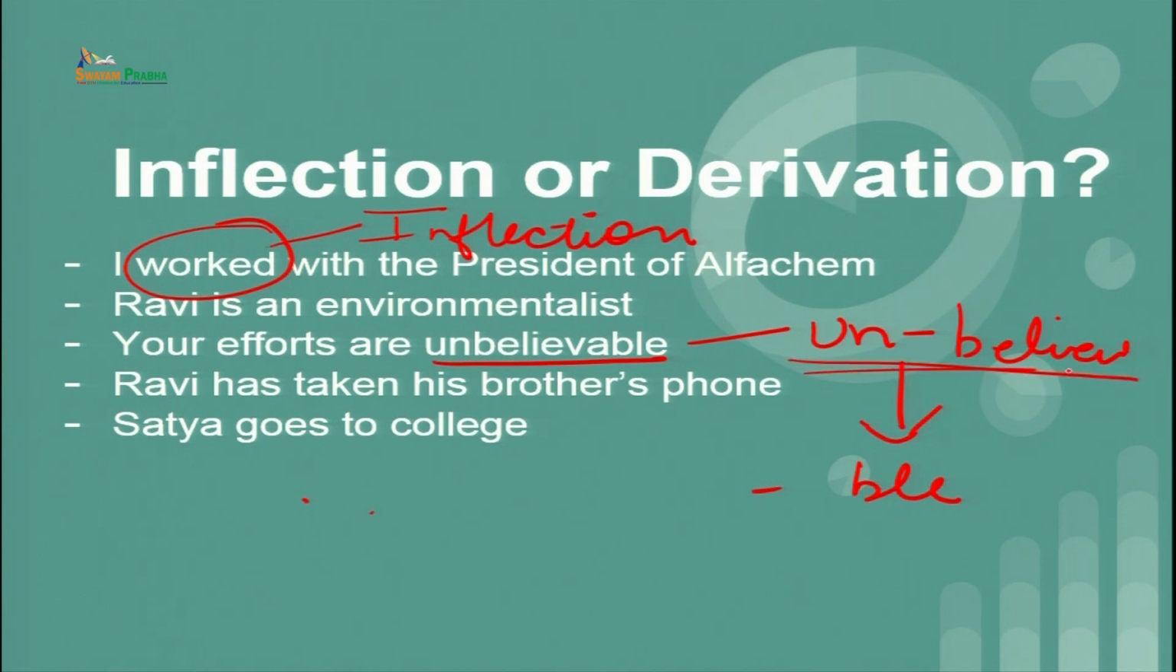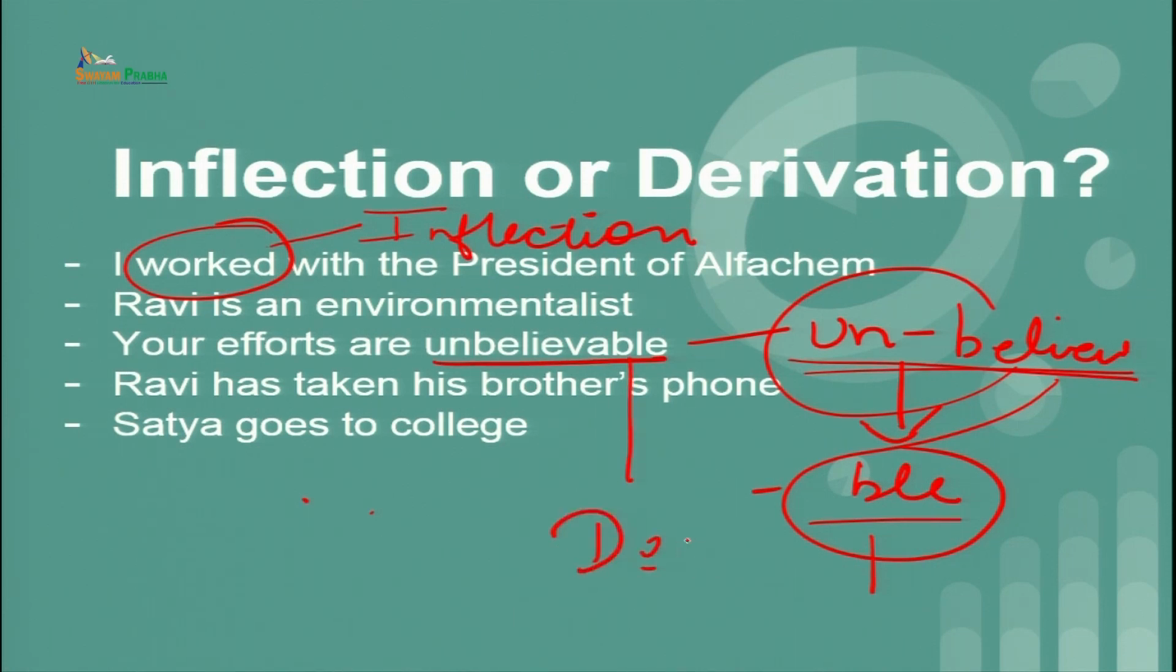Now, think about how unbelievable is working. Firstly, it is being added with a suffix, therefore it is playing the role of inflection. But when un is added, you find a change in the meaning. So, believable becomes unbelievable, which is entirely the opposite of the meaning which this word derives from. Therefore, you can say that it is the process of derivation.